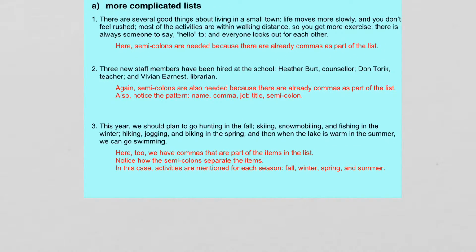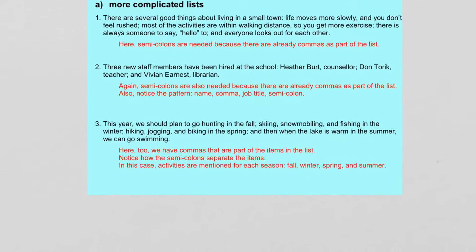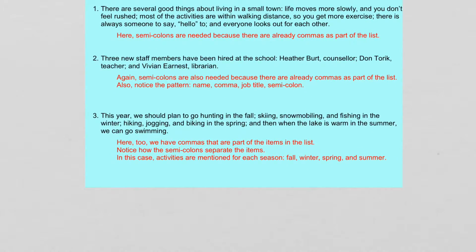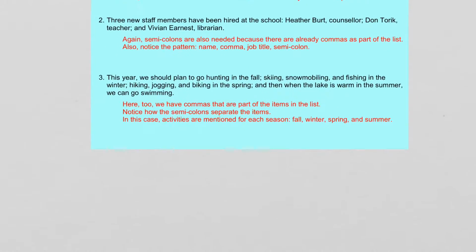There are several good things about living in a small town. Life moves more slowly and you don't feel rushed. Most of the activities are within walking distance, so you get more exercise. There is always someone to say hello to, and everyone looks out for each other. Okay. So we have to use semicolons when we already have commas as part of the list.